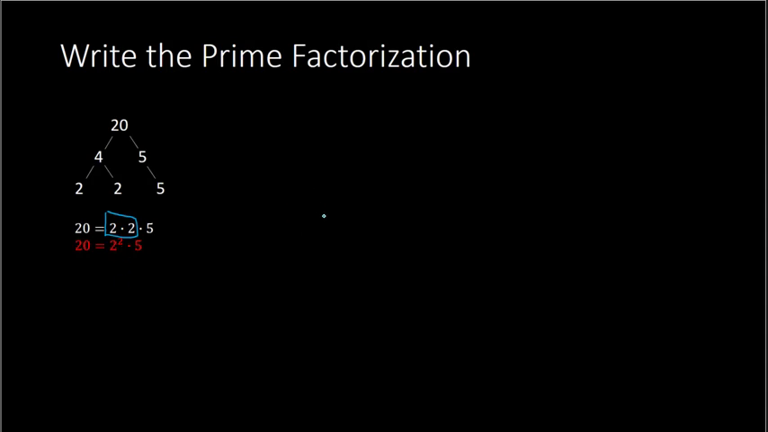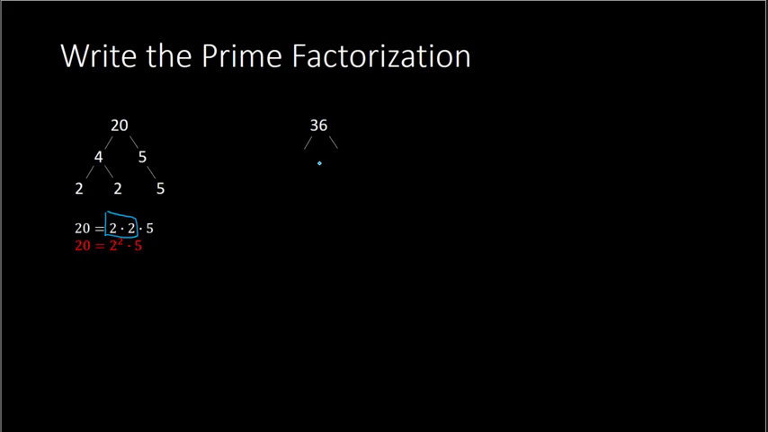Okay, let's try another number. Let's take a look at the number 36. Now let's try to write 36 as a product of prime numbers. Well, 36 is composite, right? We can take maybe 2 times 18, or 4 times 9, or 3 times 12, or 6 times 6. Any of those ways we could break down 36.